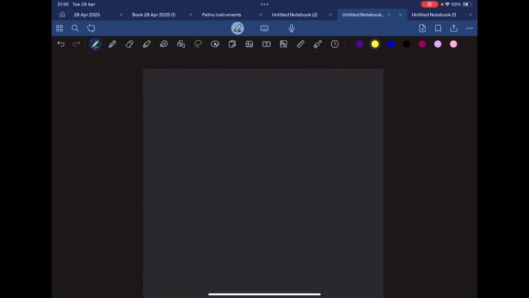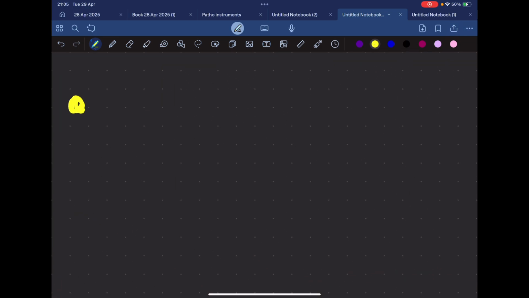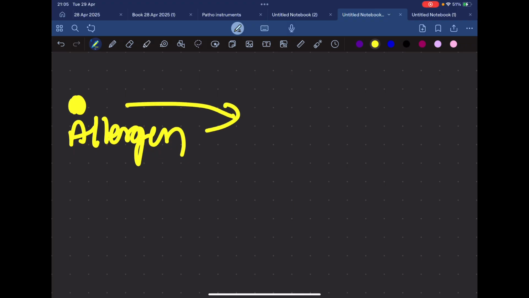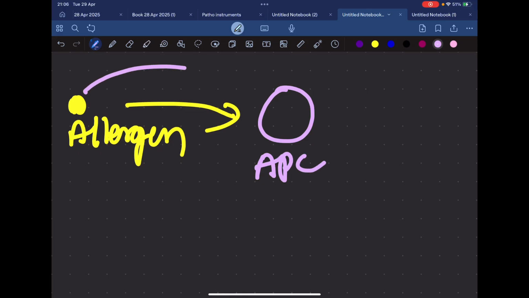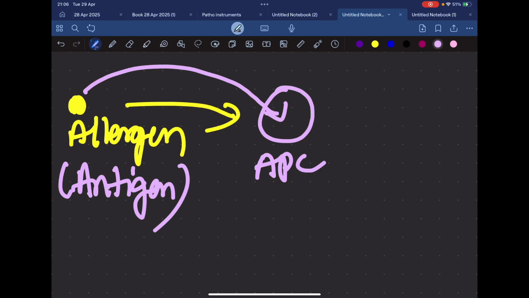So what happens initially? The allergen enters through the nose to the respiratory tract. After the allergen enters, it comes in contact with the antigen presenting cell. The antigen presenting cell will engulf the allergen and break it into pieces. The allergen is nothing but the antigen. It is going to present the allergen pieces on its surface.